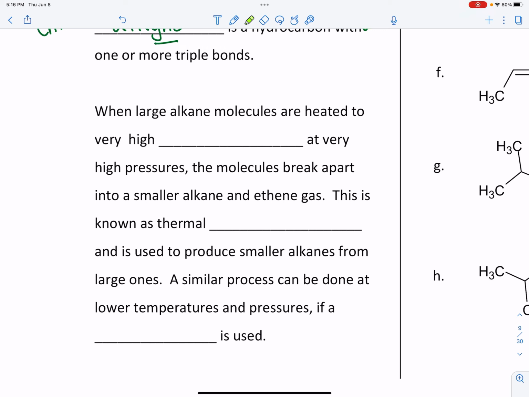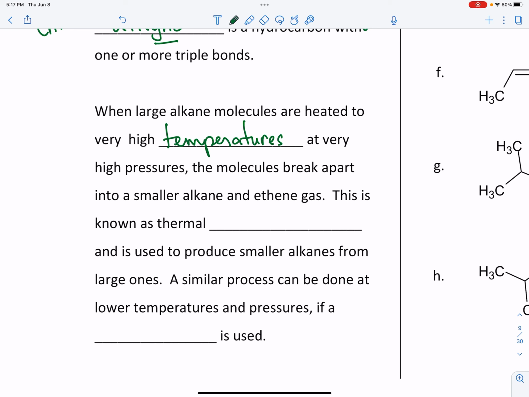So in this paragraph, we're going to talk about what they do with some of those really large molecules that they get from refining the oil. The large molecules are heated to very high temperatures. You're going to read a little bit more about this later in the handout. And also, they're put under very high pressures. When they do that, the molecules break. So those very large molecules break into smaller ones.